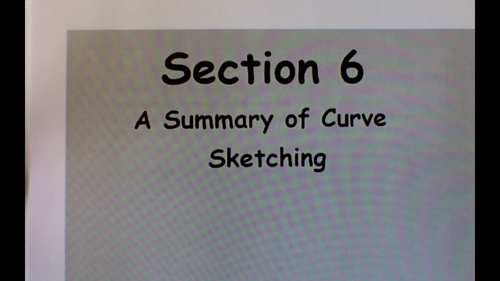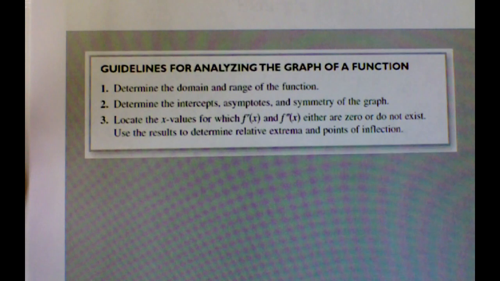All right, this is section 3.6, a summary of curve sketching. Today we're just going to take everything we've been doing and put it all into one. Some guidelines for analyzing the graph of a function. First thing is determine the domain and range. Second thing is determine intercepts, asymptotes, and symmetry.